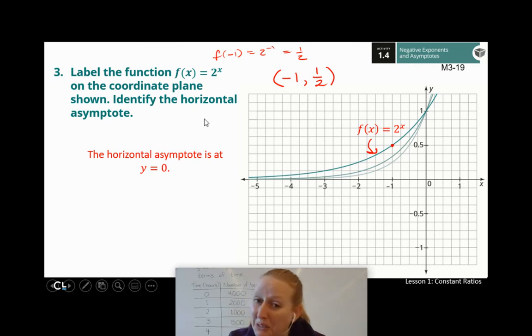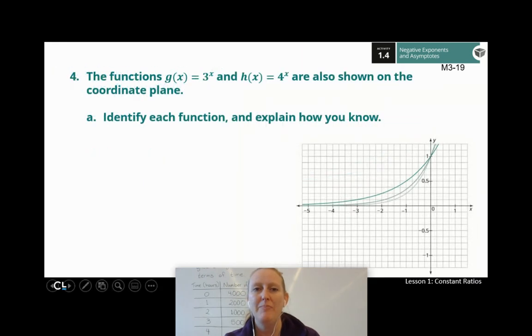Now, you will notice there are 2 other functions here. I've got the slightly paler green one and then the really pale green one. This is on page 19 in your workbook, by the way. So my other 2 functions are 3 to the x power and 4 to the x power. They're also here. So which is which? Can you just real quick identify for me which function is which and how you know that? Hit pause to work that out, and hit play when you're ready to check your work.